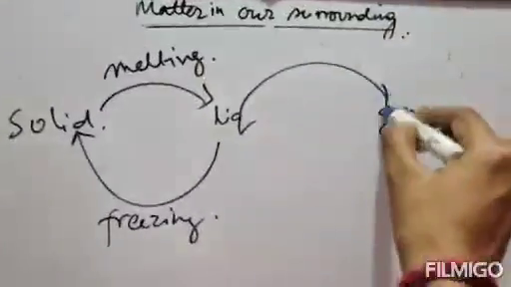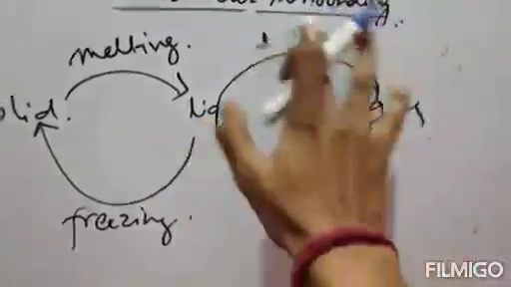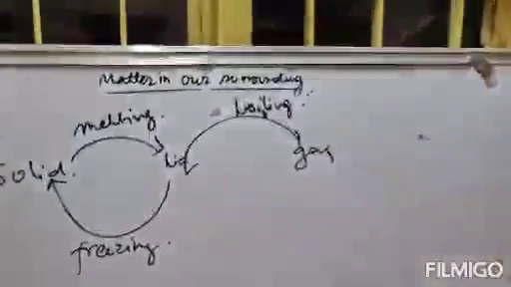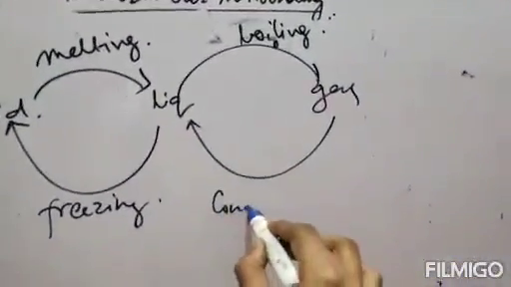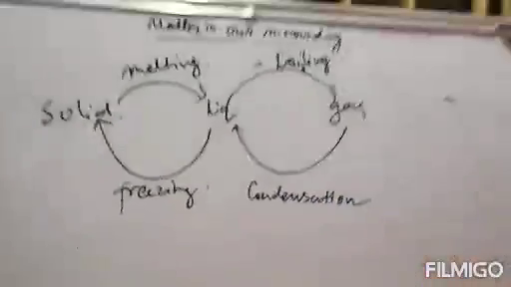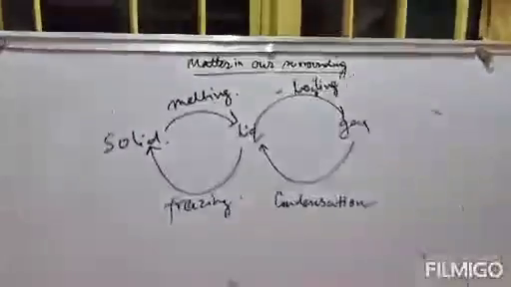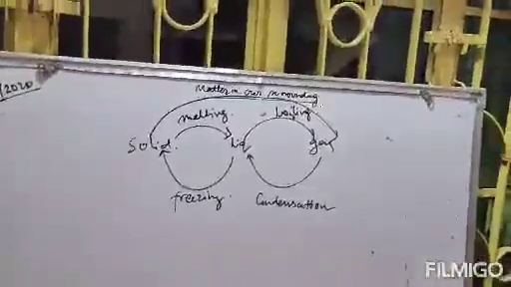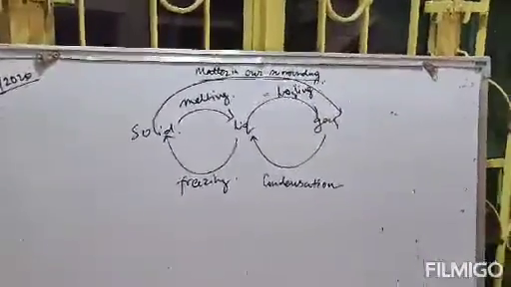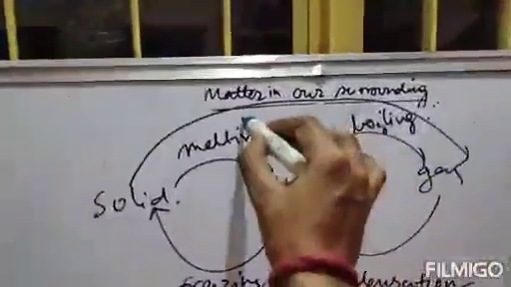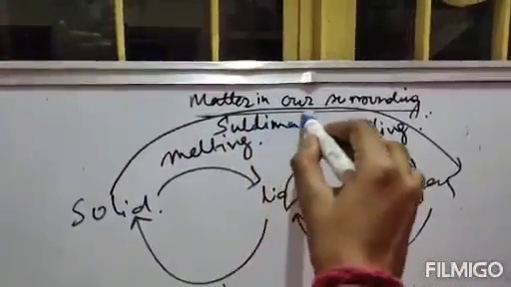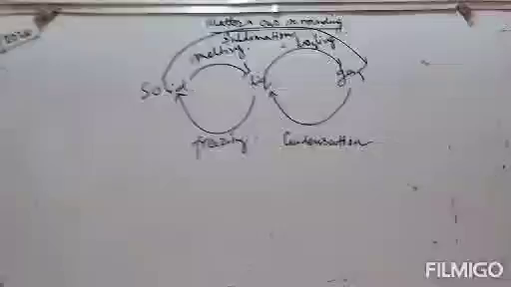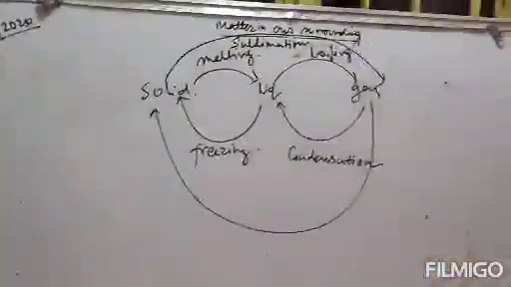Again, from liquid to gas the process is boiling. And gas to liquid the process is condensation. Clear? Next, if we want to convert solid directly into gas, listen carefully. The process is sublimation. And the reverse, that is gas directly into solid, is known as deposition.